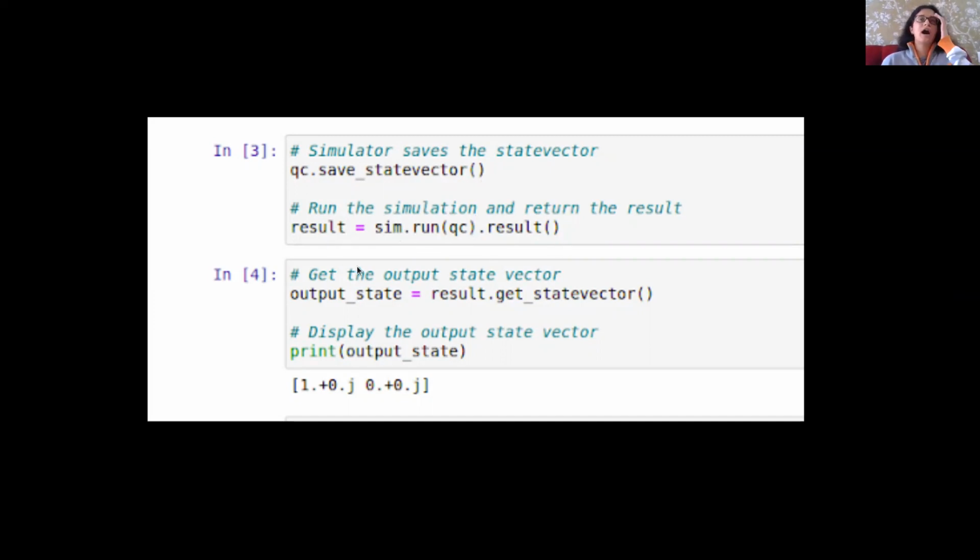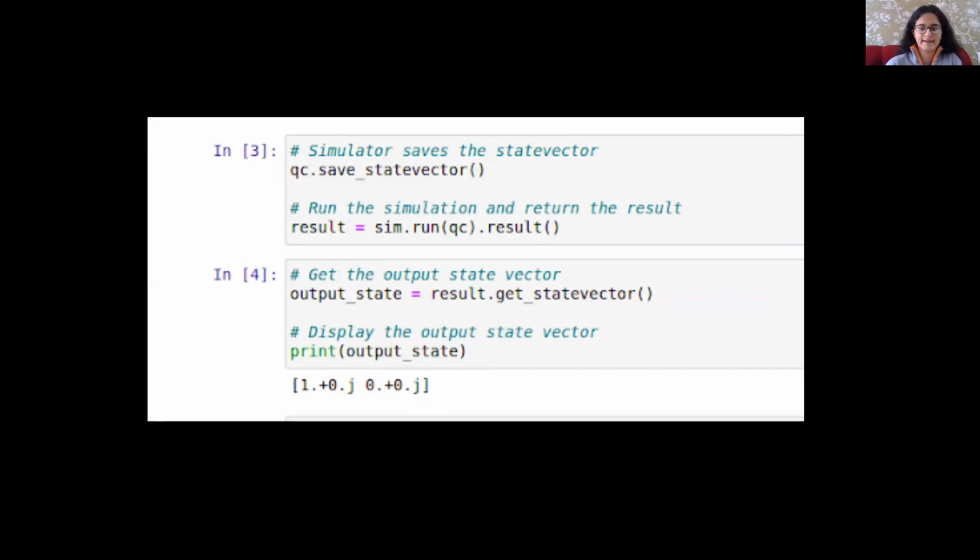Now, if you want to know the output of our result, what state are we getting? So we can just take a variable and get the state vector of the result, and that will be the state of the result. So the state that we get is in a row matrix form, which is bra notation. And we see that it's 1, 0, which means that it is representing state 0, which we expected it to.